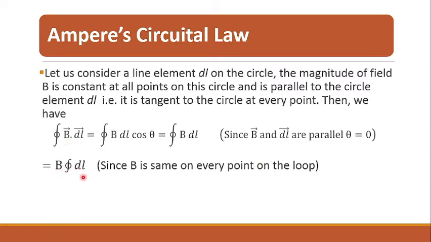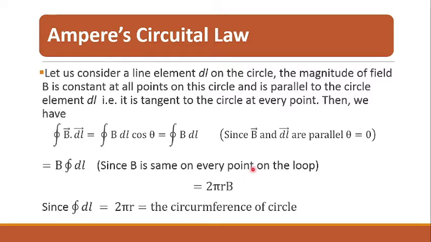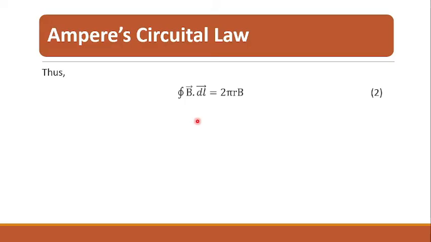Therefore this integral is equal to B into closed integral over dl, since B is the same at every point on the loop. Closed integral over dl gives us the circumference of the circle of radius r, and that circumference is 2 pi r. So thus closed integral of B vector dot dl vector is equal to 2 pi r B. Let us call it equation number 2.